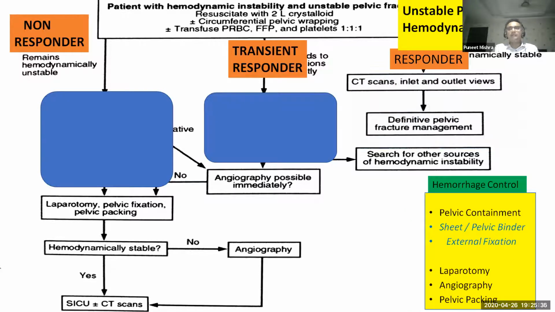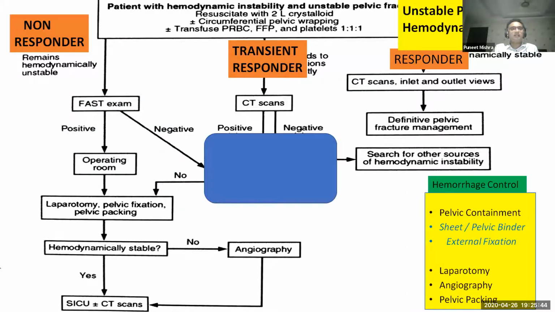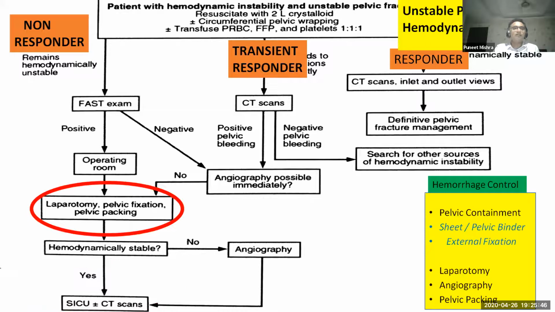So if the patient is a responder, then he goes for definitive pelvic management and CT scans, inlet and outlet and other studies. But if he's a transient responder or a non-responder, and the FAST examination shows that there is another injury also, the patient is likely to land up with a laparotomy. And in that case, the pelvic external fixation would be required to replace the pelvic binder, and the patient may also require a pelvic packing if he continues to bleed inside the pelvis.